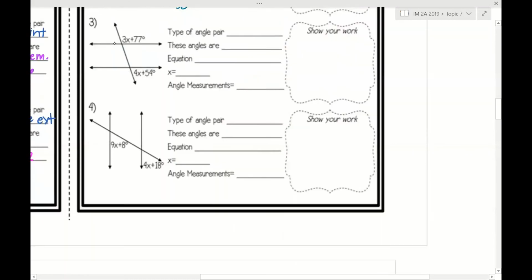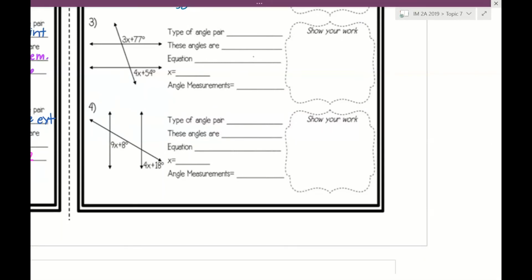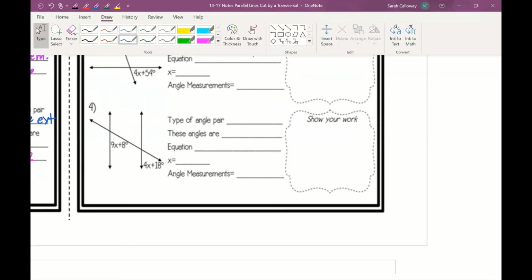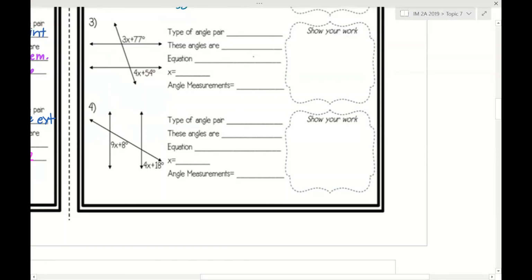Okay, so we have two more. So for number 3, we have 3x plus 77 on the outside of the two horizontal parallel lines, as well as 4x plus 54 on the outside of the two parallel lines that are horizontal. So that means that these are exterior angles. If we look at where the transversal is, they're all on the right-hand side. So that means that these are same side exterior angles.